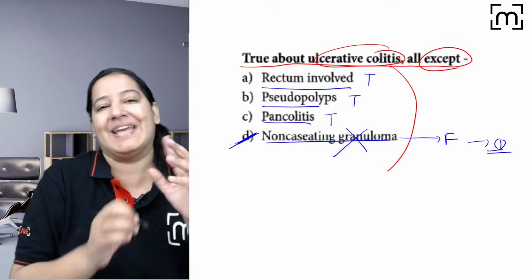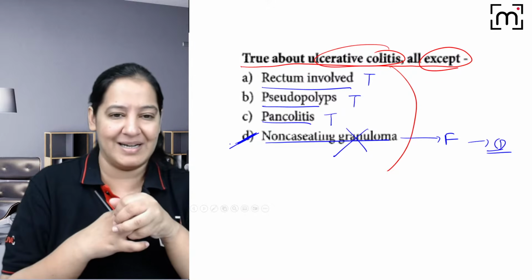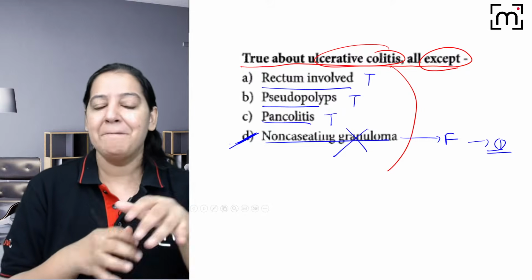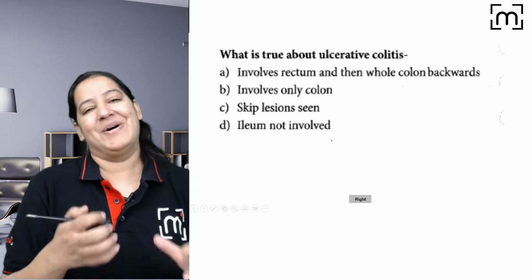So I will go with D. Yes, what about you? So yes, everyone will go with D. Ram, you are saying C or D? I guess the answer is D. Yes, pancolitis happens in UC. Yes, it's D. Right? Okay, the next one.